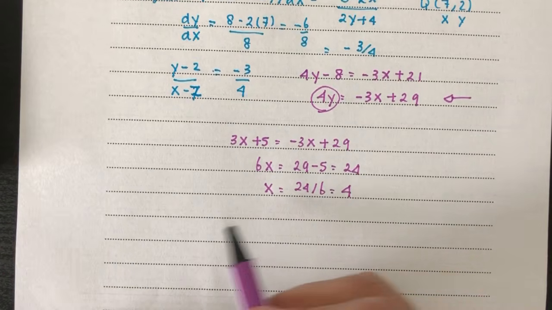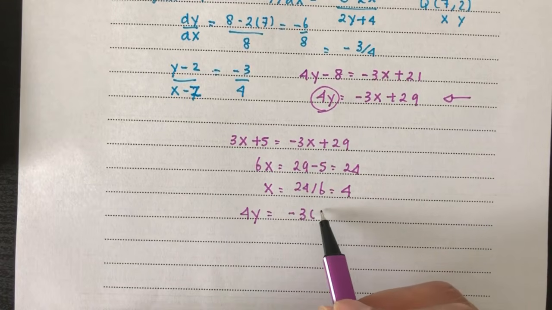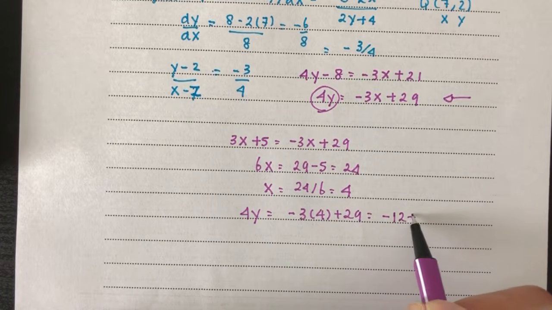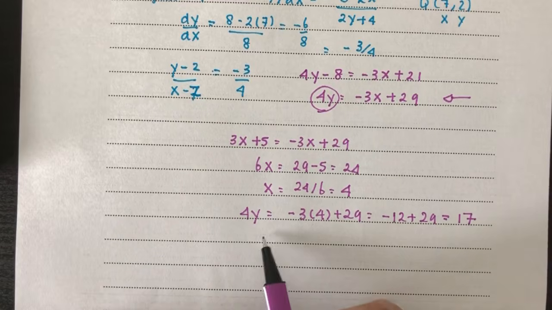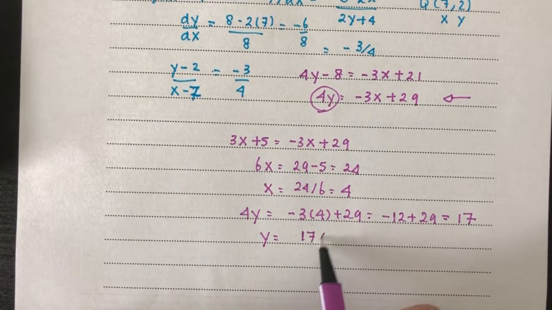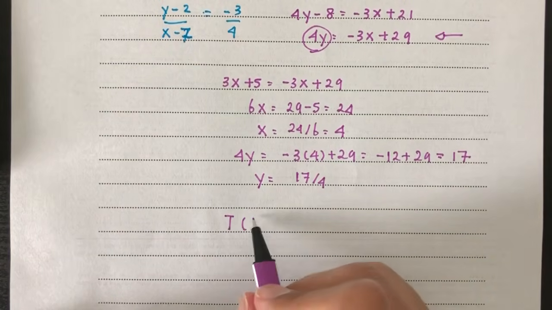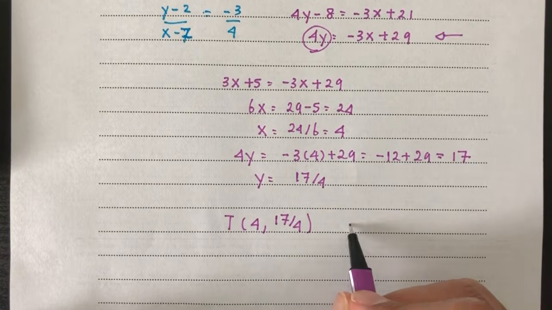Now, what is the value of y? So we know that 4y equal to minus 3x plus 29, which is minus 12 plus 29. That will be 17. So y will be 17 over 4. As you can see, the point T will become x, which is 4, and y is 17 over 4.